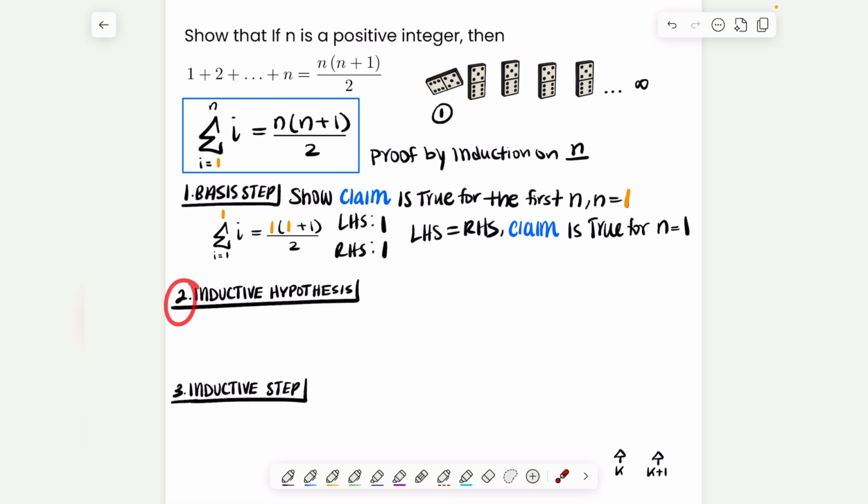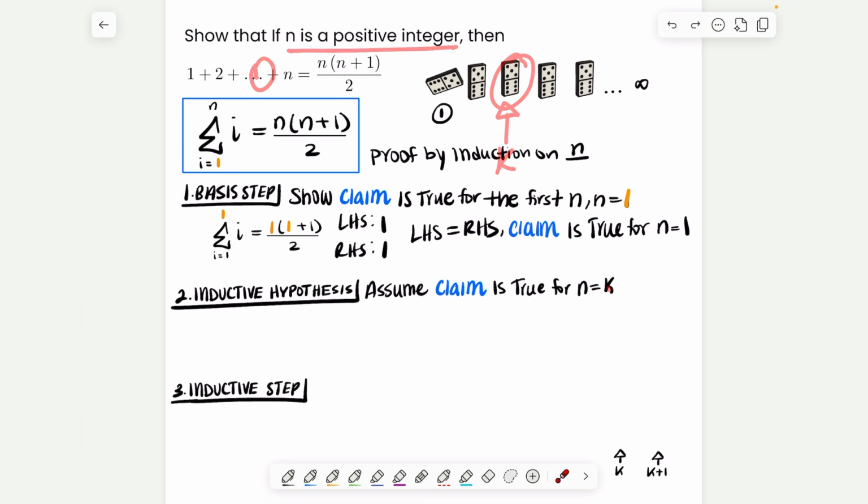Our second step is where we assume that our claim, so this right here, is true for some n is equal to k. Now in the domino analogy, k is just a random domino. So let's say I pick this random domino, I'm going to label it k. In our problem, k is some positive integer. So I'm going to pick a random positive integer. I'm going to label it k. I don't know what it is. It's just going to be called k. Where k is random and it is fixed, meaning we're going to pick one fixed domino. It's not going to change. It's not going to be more than one. It's just going to be that one domino.